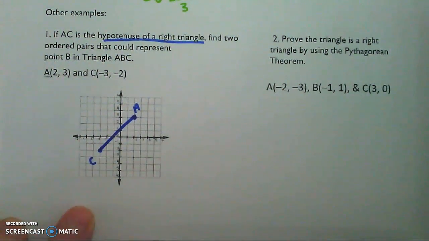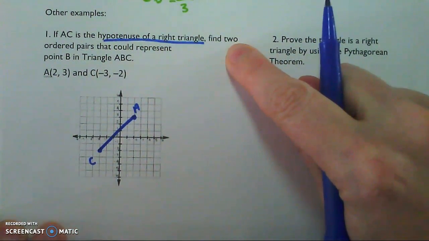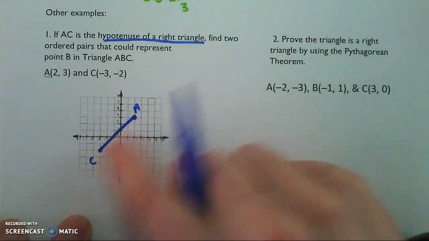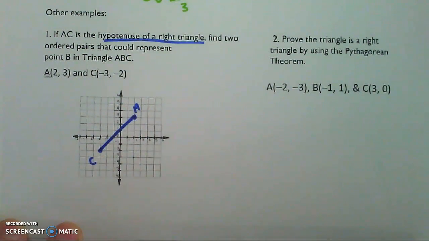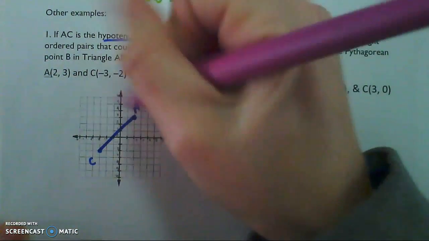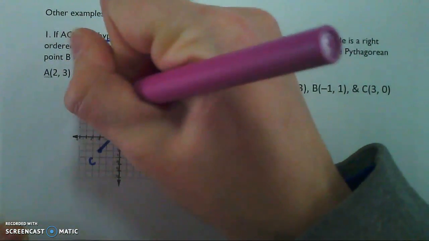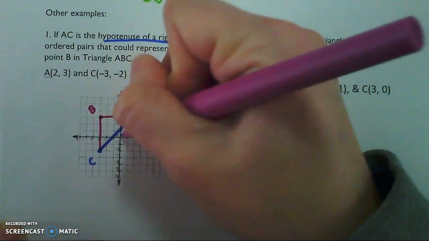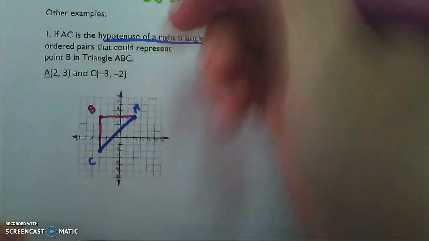This one's actually pretty simple, guys. There are two possibilities for where we could have point B. And if this is a right triangle, this is obviously the hypotenuse of the right triangle. So we need two perpendicular legs, so we need a horizontal and a vertical side. So we could put point B over here, it looks like. So point B could be located at -1, 3.